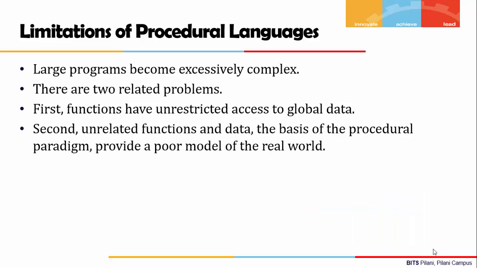The second problem associated with the procedural language is that the arrangement of separate data and functions, that is unrelated functions and data, does a poor job of modeling things in the real world. In the procedural approach, we first concentrate on the procedures we will follow, then think about how to represent the data. But this will not model the real world objects effectively. So we moved on to object-oriented methodology.